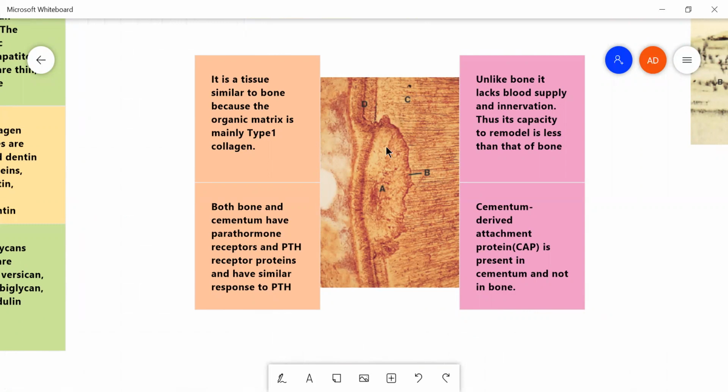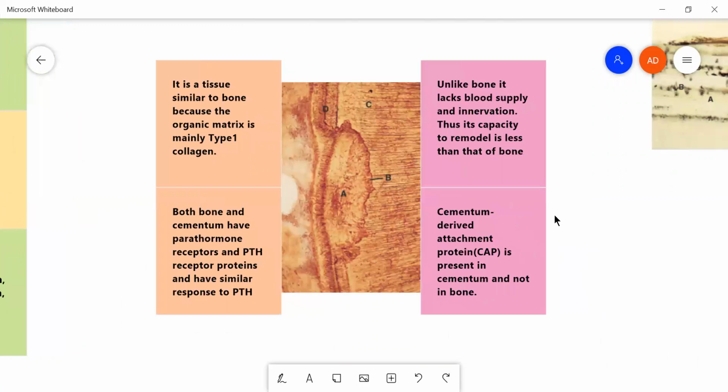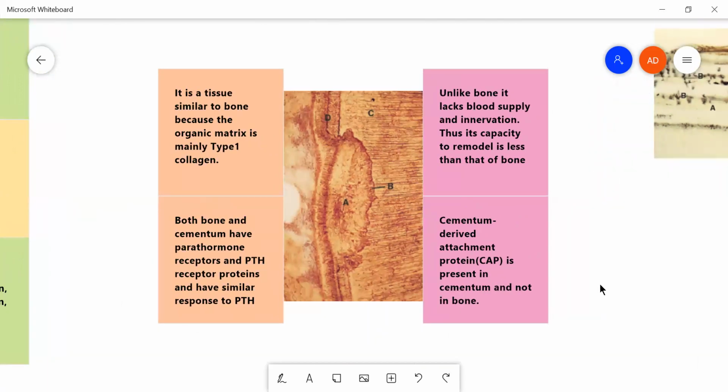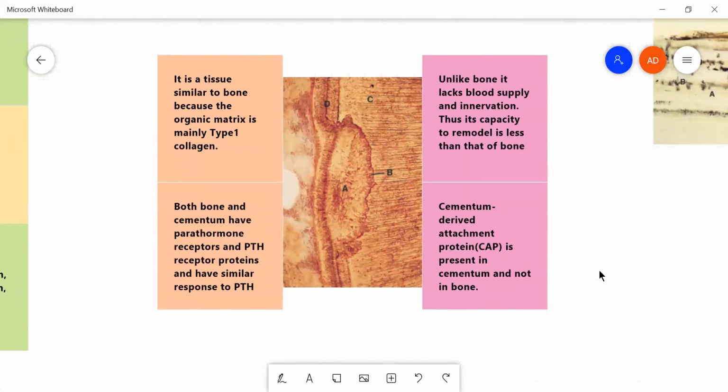It can repair. You can see that the dentine over here has suffered damage due to caries, but the cementum has come in and repaired it by forming a cemental seal. Now, cementum has cementum-derived attachment proteins which are absolutely absent in bone, and this may be used as a marker to differentiate between bone and cementum.